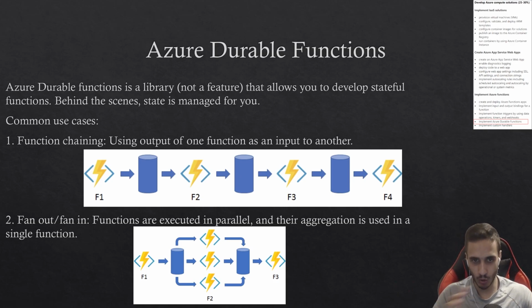Now, this will make more sense once I demo this, but the common use cases when you want to take state as an advantage is, for example, with function chaining, okay? So with function chaining, you can use an output of one function as an input to another function. Now, essentially, you need to store state with that. And with Azure Durable Functions, this whole process is made super easy, okay?